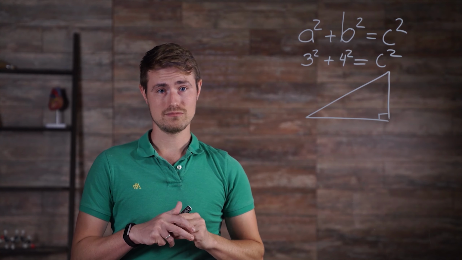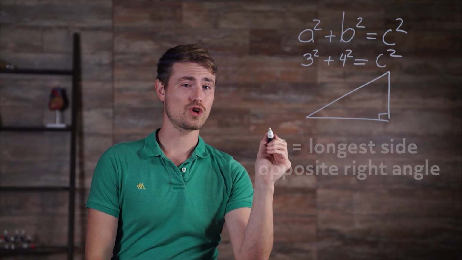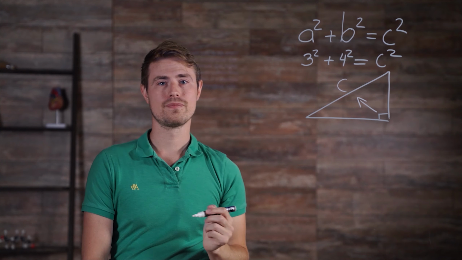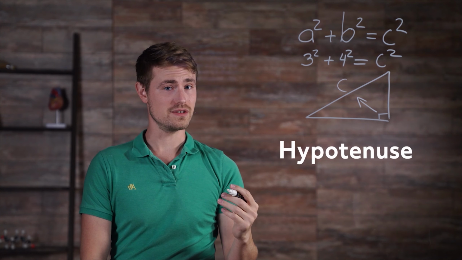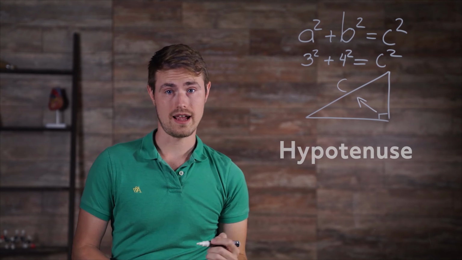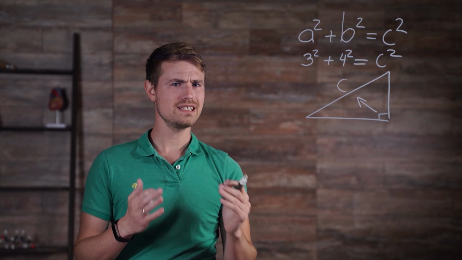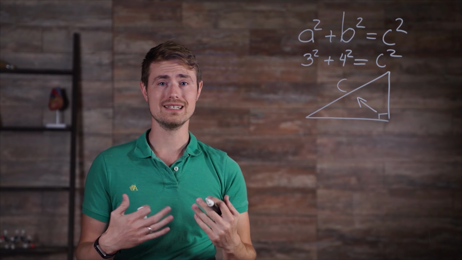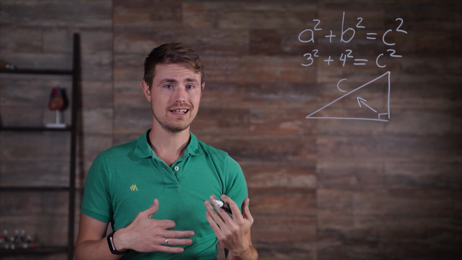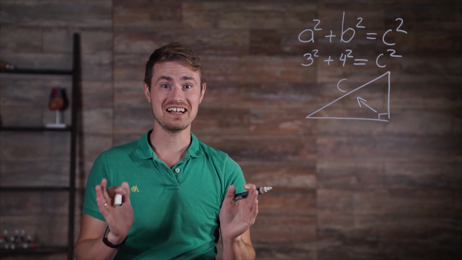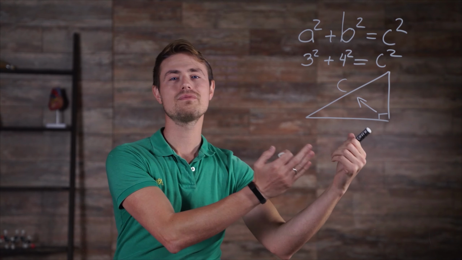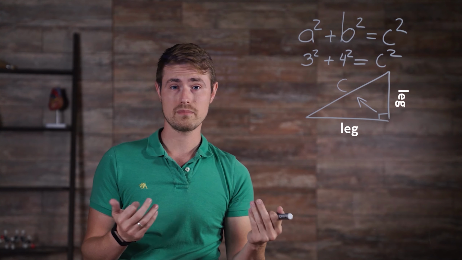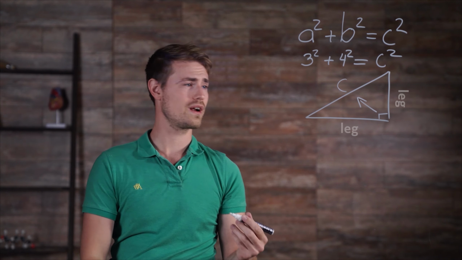The key is to start with c, which is always on the side across from the right angle. This is called the hypotenuse, and it's always the longest side. You may be asking yourself, if c is always across from the right angle, how do I tell which of the other two is a and which is b? It's a good question, and the answer is, it doesn't matter. Either of these two sides, which are called legs, can be used as a and then just use the other one for b. Let's pick 3 centimeters for a.